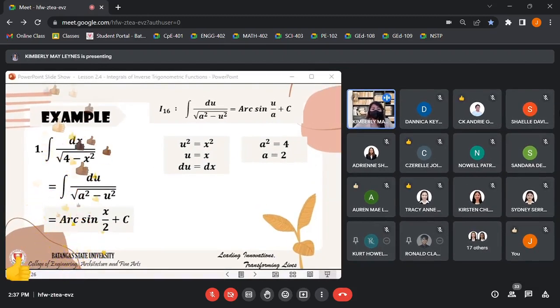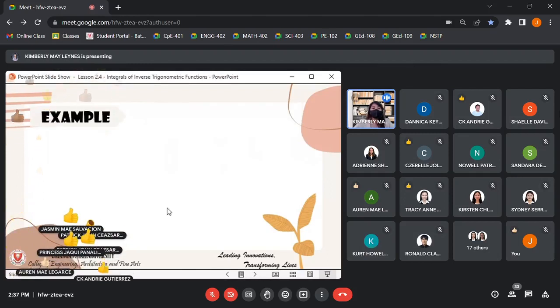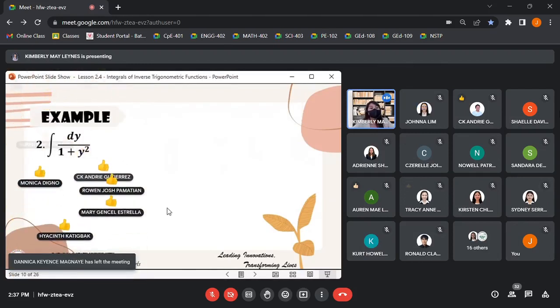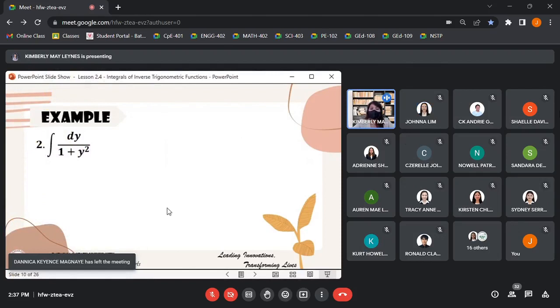Okay. So since wala namang question na majority, proceed tayo sa number 2, integral ni dy over 1 plus y squared. Sabi natin, nasa denominator, dalawang term. So, dito, yung isang term, u squared, yung isang term, a squared. So, u squared natin is the one having variable, yung y squared natin. U squared is equal to y squared. Kunin ang square root ng ating u, we will have u is equal to y po. Derivative of u is equal to dy.